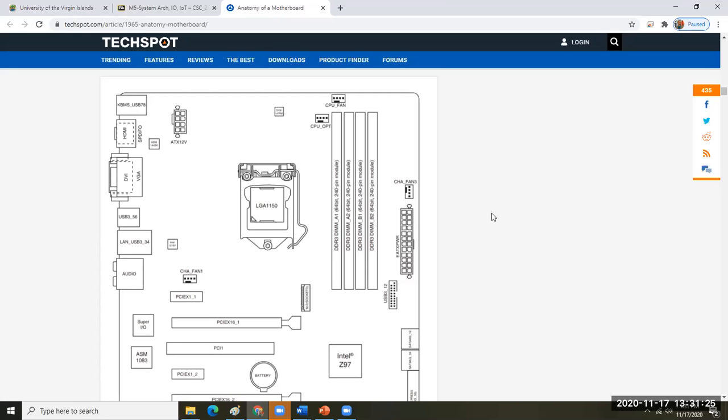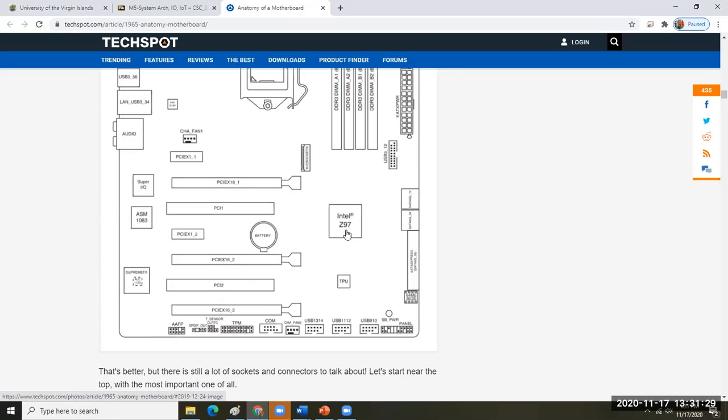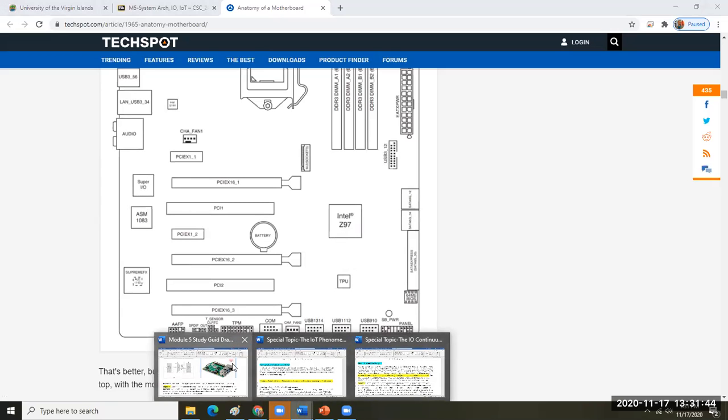Come on. Input, output. Input, output. Which includes this bad boy right here. This Intel chip is actually a chipset that helps run the data bus and bridge. So what do I mean by that?